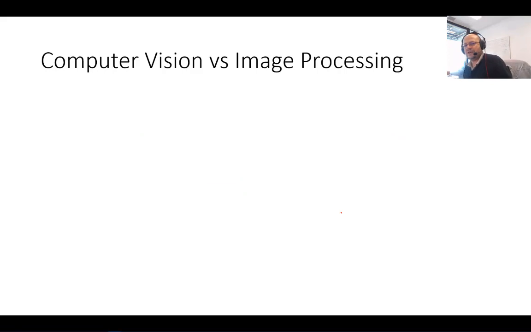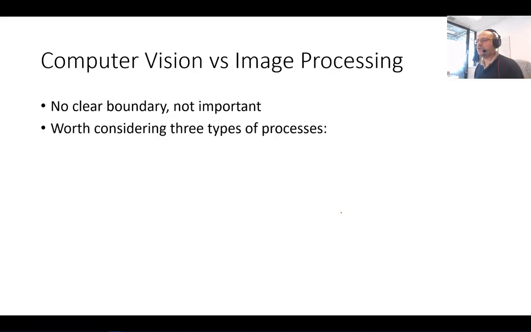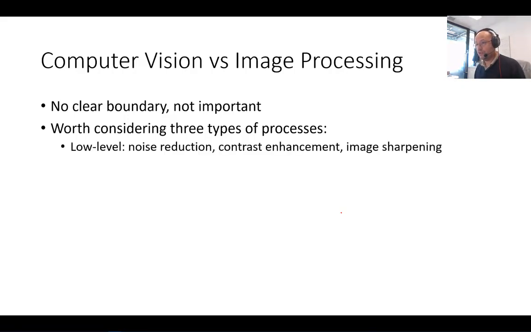Now, there's a kind of, it's not a confusion, but some people use image processing, some people use computer vision interchangeably. There is actually no clear boundary, and I don't think the boundary is that important, but it's interesting to see what it really means. So it becomes clear once we consider the three types of processes involved in image processing or, as we're going to see, computer vision.